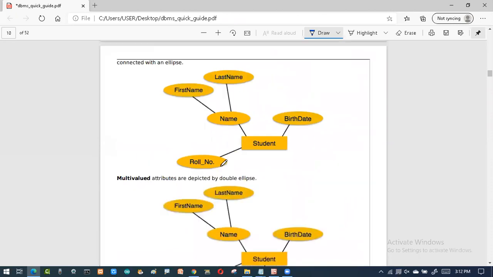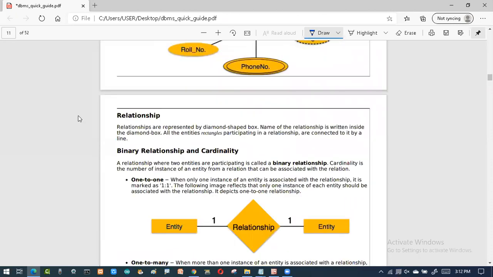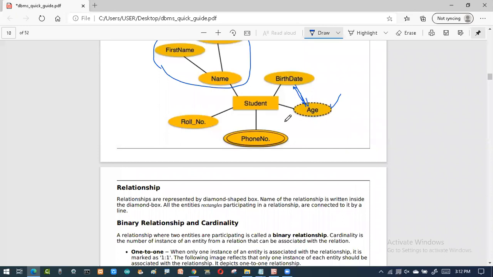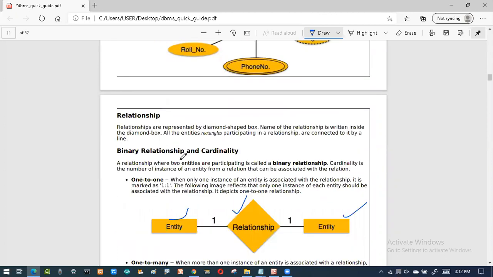I already showed the set diagrams related to that. Now, coming to the relationship, I'll be using the diagram called a rhombus. This is an entity, this is an entity. For an attribute, we are using this one. If you use a double oval, we call it multivalued. If it is dotted, we say it is a derived one. If I have more than one subgroup for that attribute, we call it a composite. So this is what we have learned in the entity. When I'm talking about the relationship, we have seen one to one, one to many, and many to many.